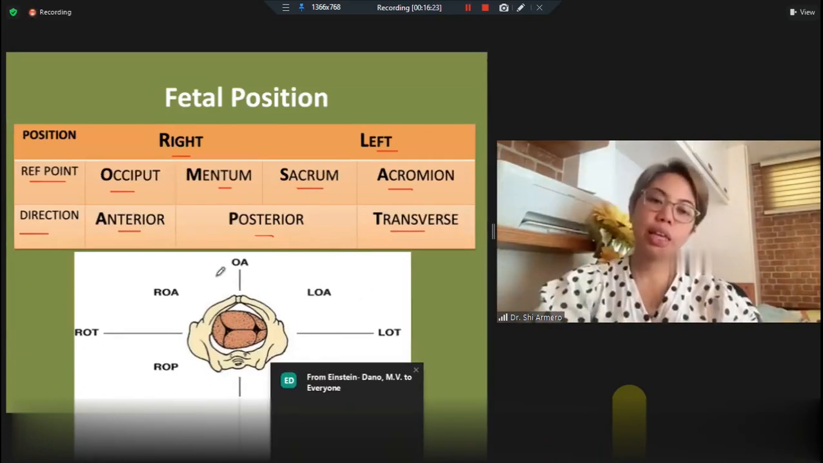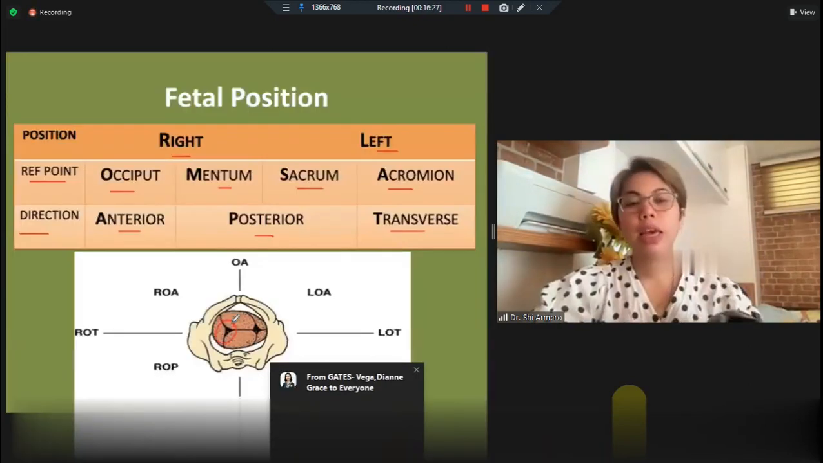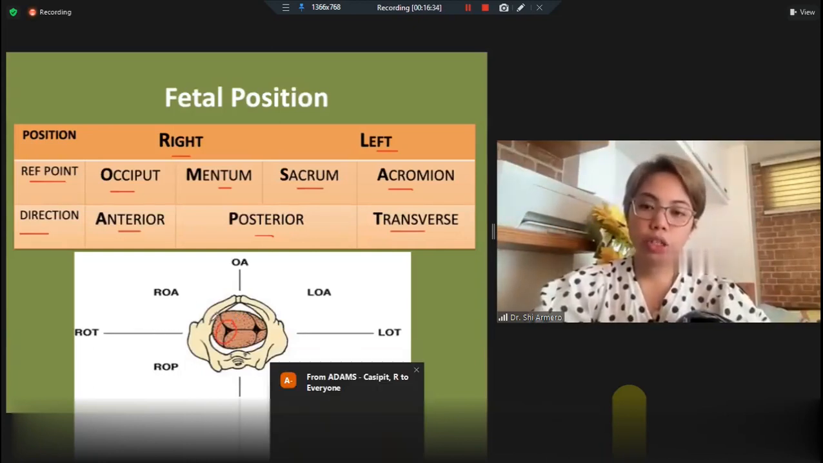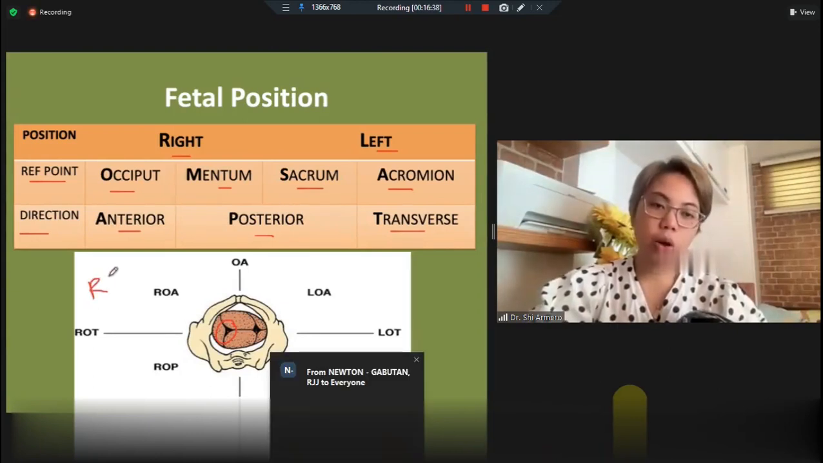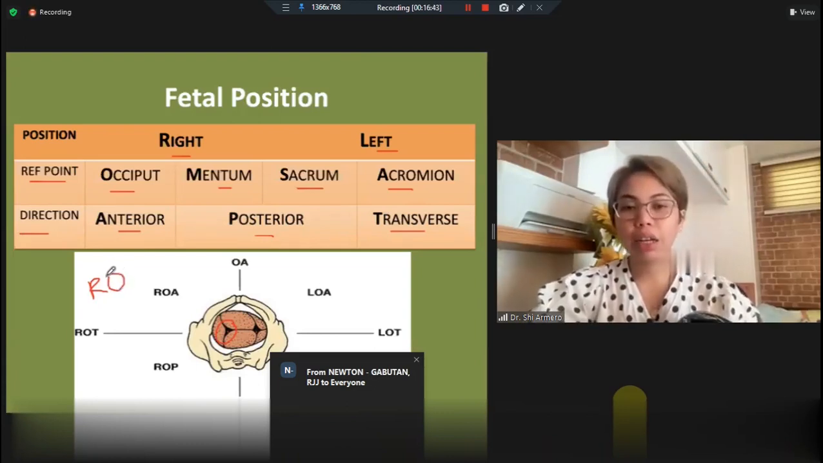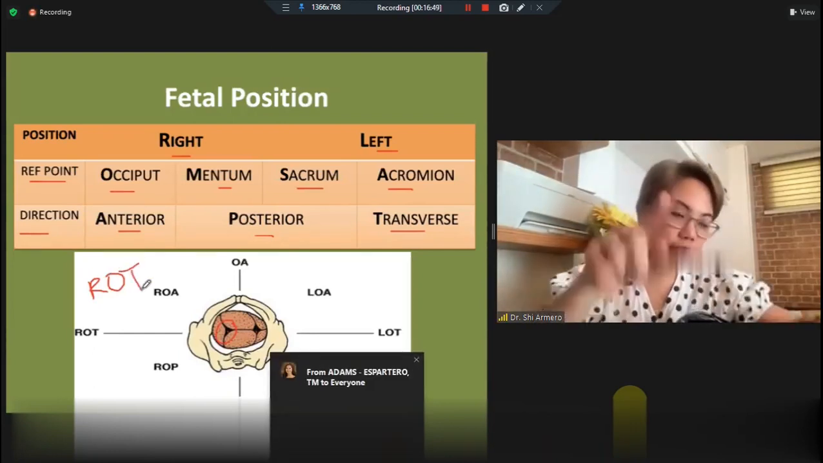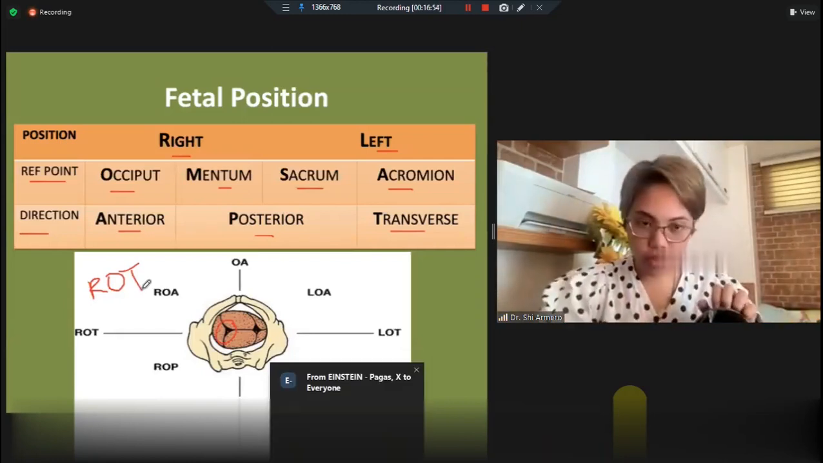Okay, so it is a triangular shape. So this will be our reference point. Is the triangular shape at the right or left side of the mother? So the triangle is at the right, correct. So we know that the occiput is at the right. So we have 2 letters already. Is it directed anterior, posterior, or transverse? Okay, so the position of this illustration is right occiput transverse.